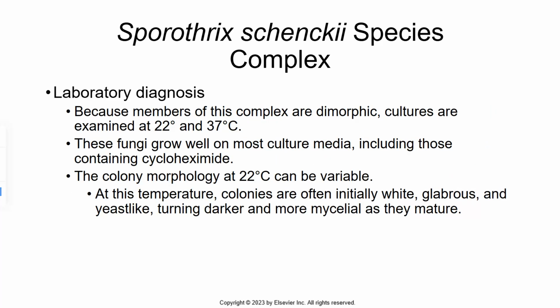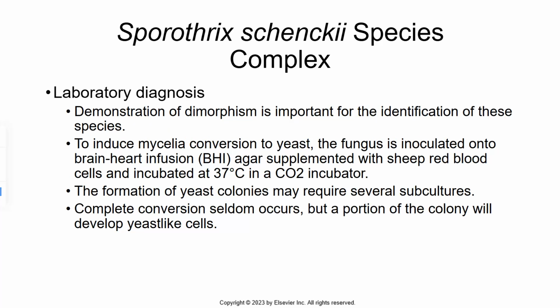Because members of this complex are dimorphic, cultures are examined at 22 and 37C. These fungi grow well on most culture media, including those containing cycloheximide. Colony morphology at 22C can be variable. At this temperature, colonies are often initially white, glabrous, and yeast-like. Demonstration of dimorphism is important for the identification of these species. To induce mycelial conversion to yeast, the fungus is inoculated onto brain-heart infusion agar supplemented with sheep red blood cells and incubated at 37C. The formation of yeast colonies may require several subcultures. Complete conversion seldom occurs, but a portion of the colony will develop yeast-like cells.